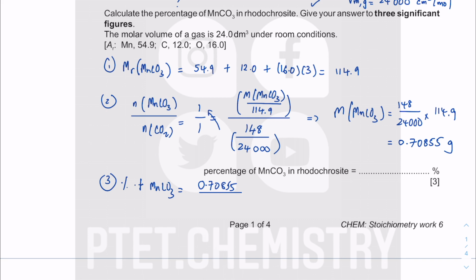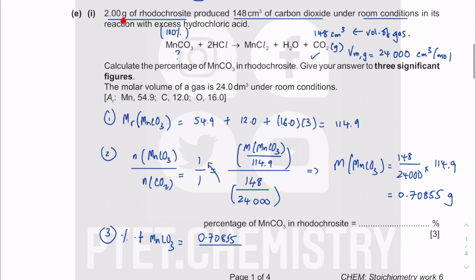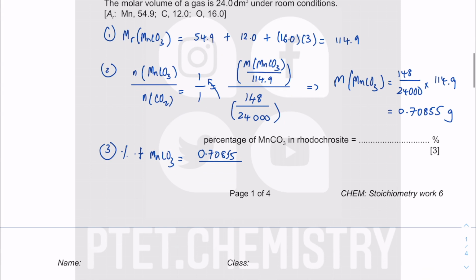0.70855 divided by the total mass, which was 2.00 gram. So out of the total, how much of it is actually MnCO3 that will react with the acid? So the gram and the gram cancel. That is why you're calculating percentage. So your previous answer divided by 2.00 times 100%.